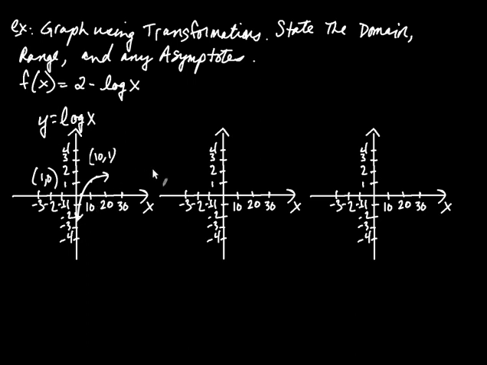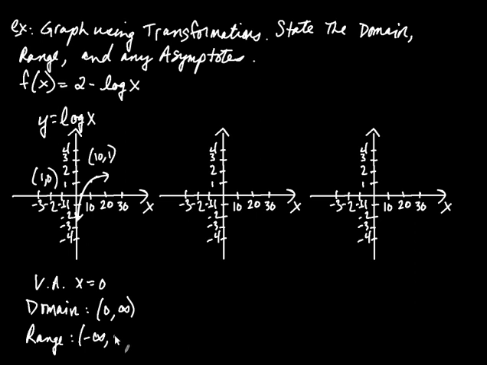It's growing really slowly. And it does, however, have a vertical asymptote. So we're going to make note of that. It's got a vertical asymptote at x equals 0. And the domain of any log function is 0 to infinity. That is, you have to plug in positive numbers into a log function. And we can see from the graph that the range is negative infinity to infinity.